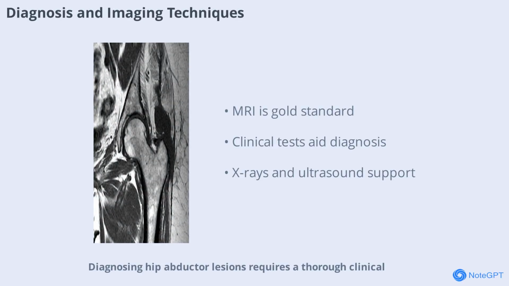Diagnosing hip abductor lesions requires a thorough clinical examination and the use of advanced imaging techniques. Patients typically present with lateral thigh pain and may have a limp or a positive Trendelenburg sign, indicating muscle weakness. Tests like the hip lag sign and the 30-second single leg stance are helpful in identifying abductor insufficiency.